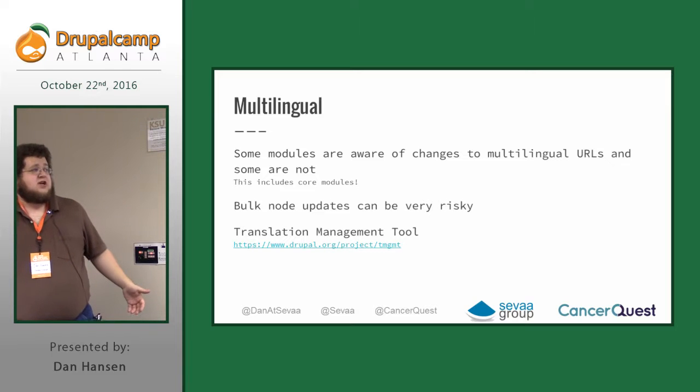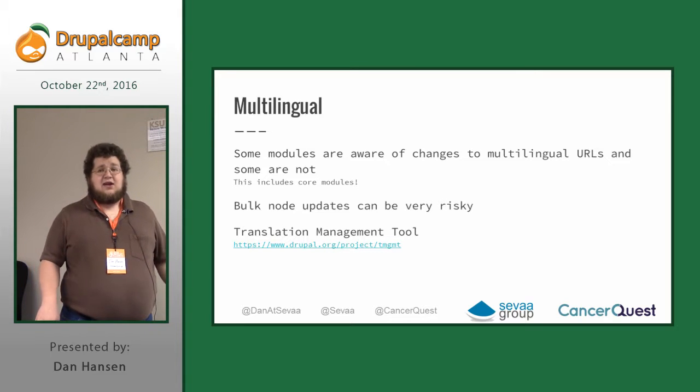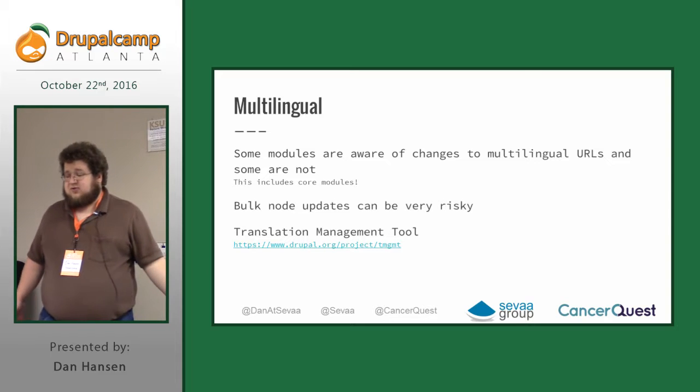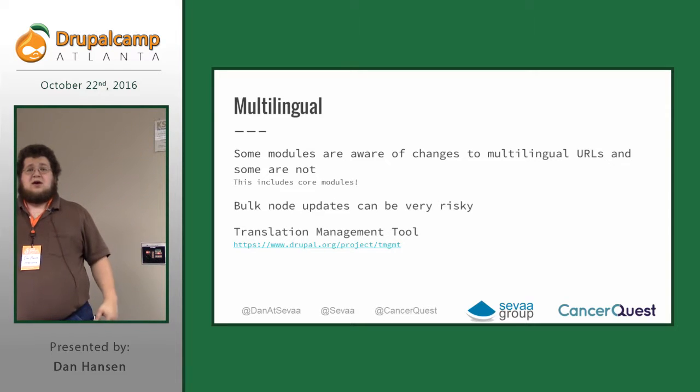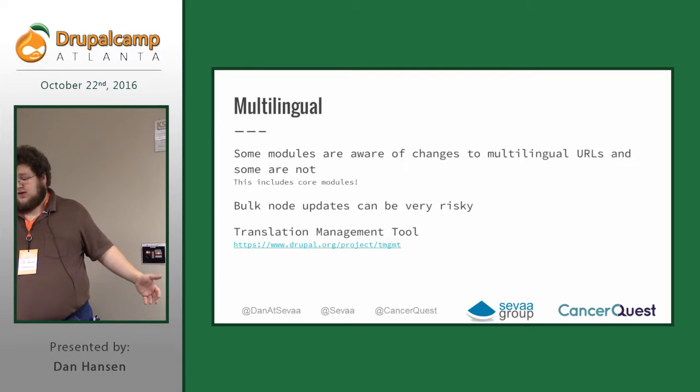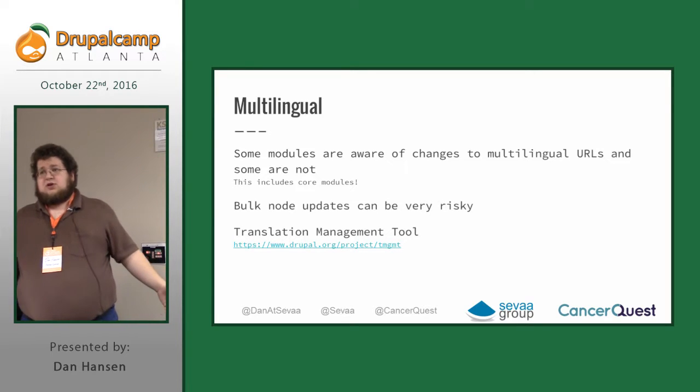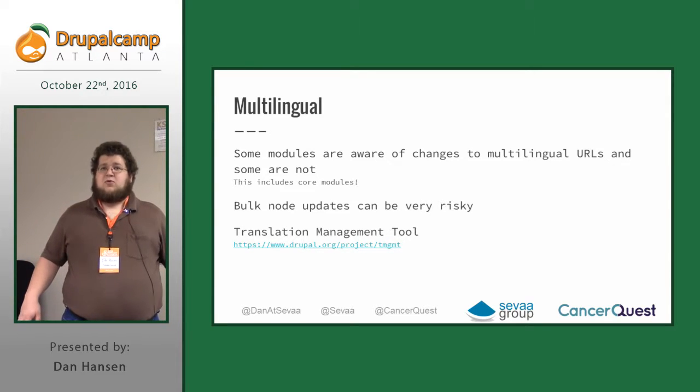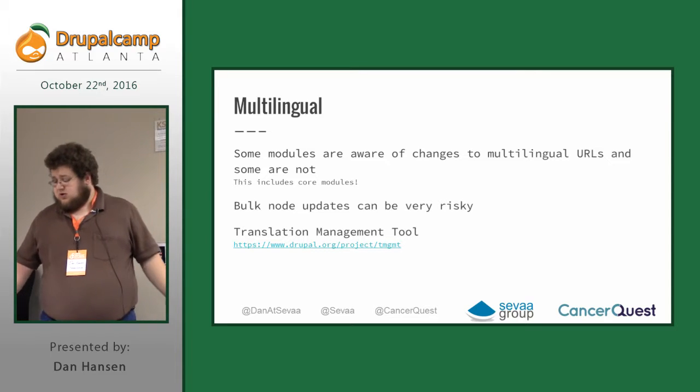Some modules are aware of changes to multilingual URLs, and some are not. This was an issue that we actually ran into on a core module even, but even contrib modules, important ones like redirect, where you could add 301 redirects, we had some issues there.